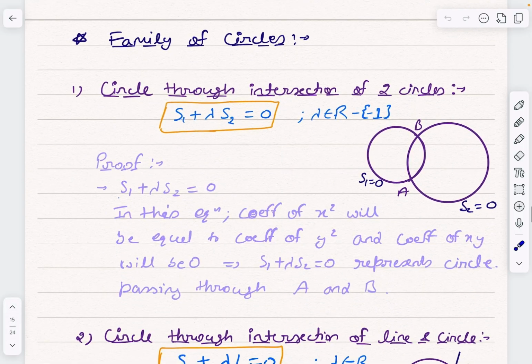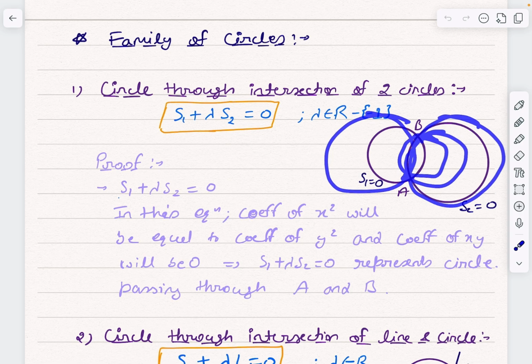Next, guys. Now this next is a very, very important concept. Family of circles will be helpful in very important problems. First of all, a circle through the intersection of two circles. Let us say there are two circles, S1 equal to 0 and S2 equal to 0. They intersect at 2 points A and B. Now from these 2 points, how many circles can pass? See, from 2 points, we can draw infinite circles by changing the radius. You can draw as many circles as you want.